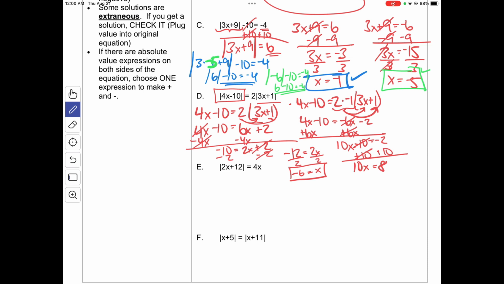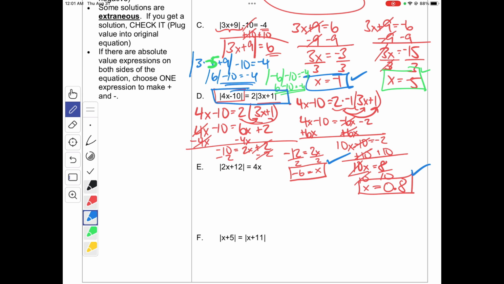I can now divide both sides by 10 to get x by itself, and x equals 0.8. I'm out of room here, but for right now, I'd love for you to pause the video and check to see that these are in fact both valid solutions when you plug them back into your calculator, back into the original equation, that you do, those are both valid solutions.